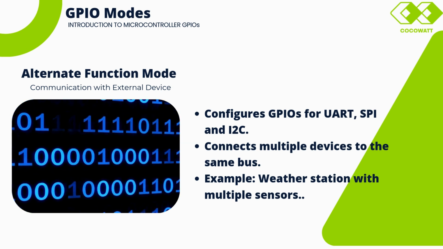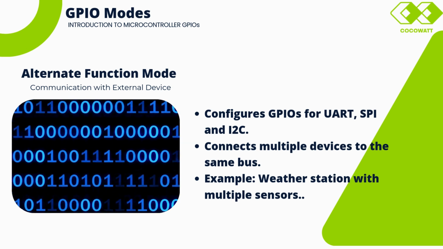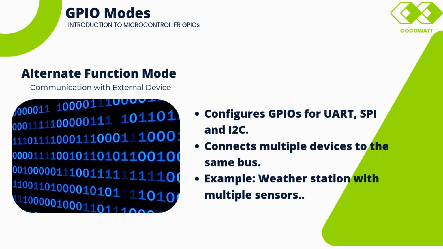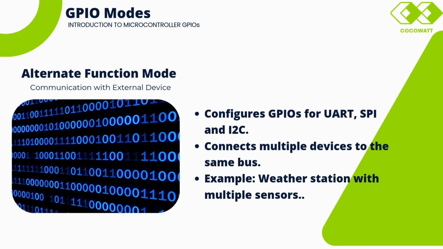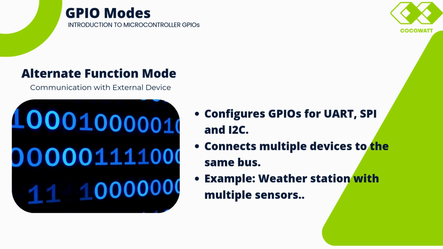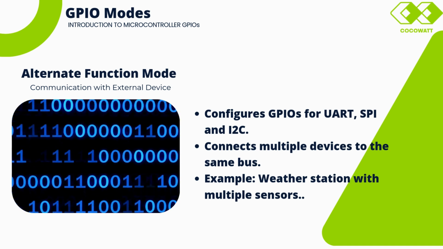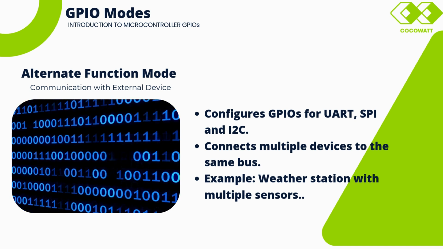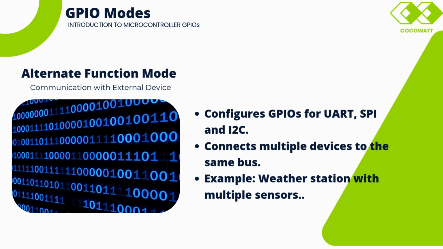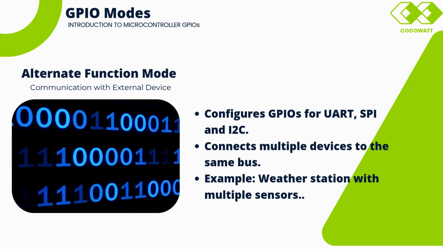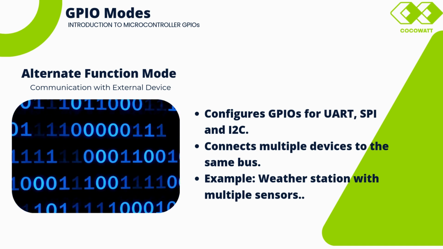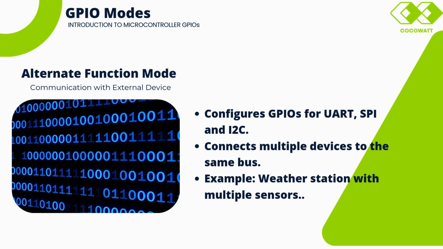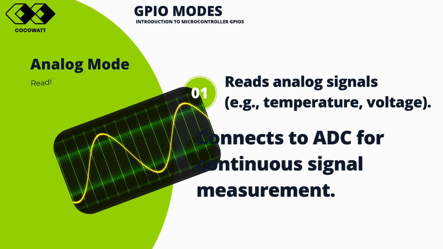Think of this as a conversation between two people. One speaks, that is TX, and the other listens, that is RX. SPI, high speed data transfer. This is like a team meeting where everyone talks at the same time, but one person, that is the microcontroller, controls the conversation. I2C, sensor communication. Imagine a classroom where the teacher, that is the microcontroller, asks questions and the students, that is the sensors, respond one by one. Analog mode.